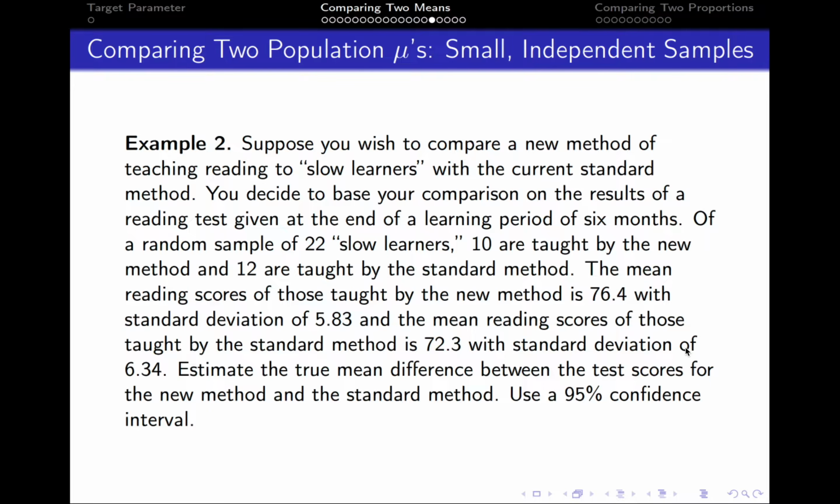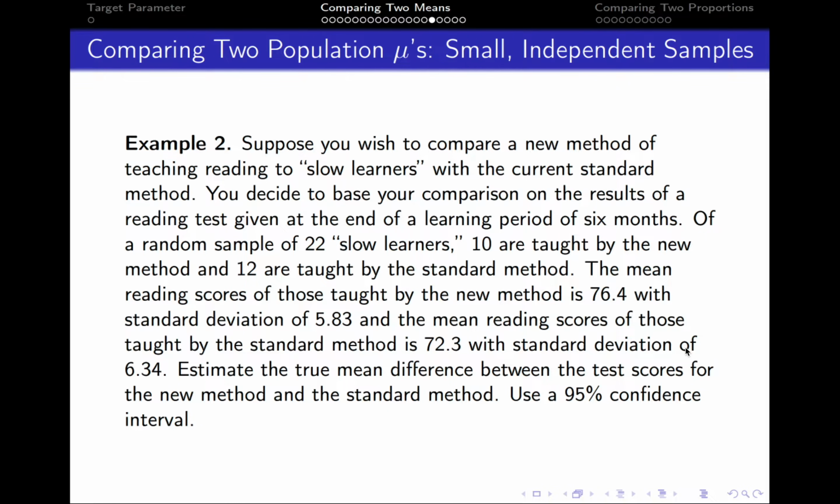Let's have a look at the example. Suppose you wish to compare a new method of teaching reading to slow learners with the current standard method. You decide to base your comparison on the results of a reading test given at the end of a learning period of 6 months. Of a random sample of 22 slow learners, 10 are taught by the new method and 12 are taught by the standard method.